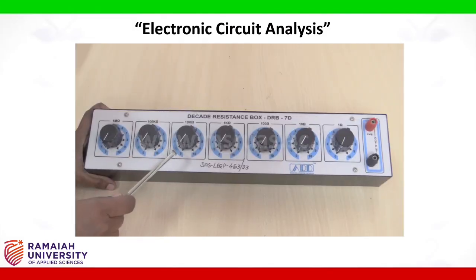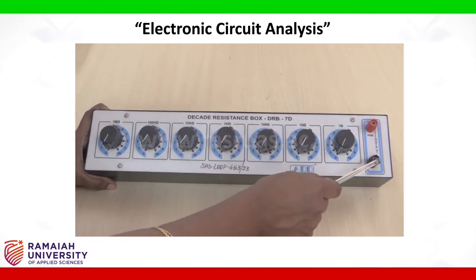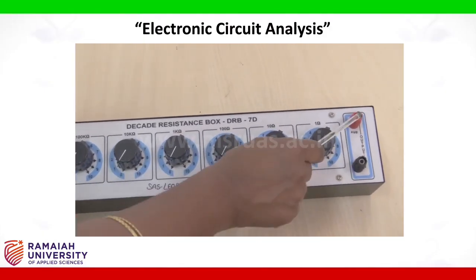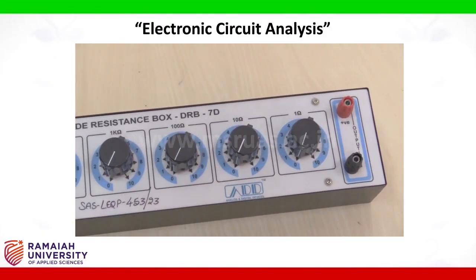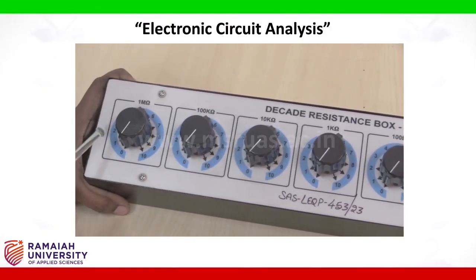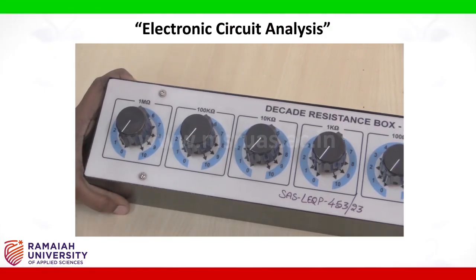This is a decade resistance box. It is shown as positive, negative. These are the two terminals of the resistance. Any terminal can be connected anywhere. This knob is used to set resistance in steps of megaohms, multiples of megaohms.